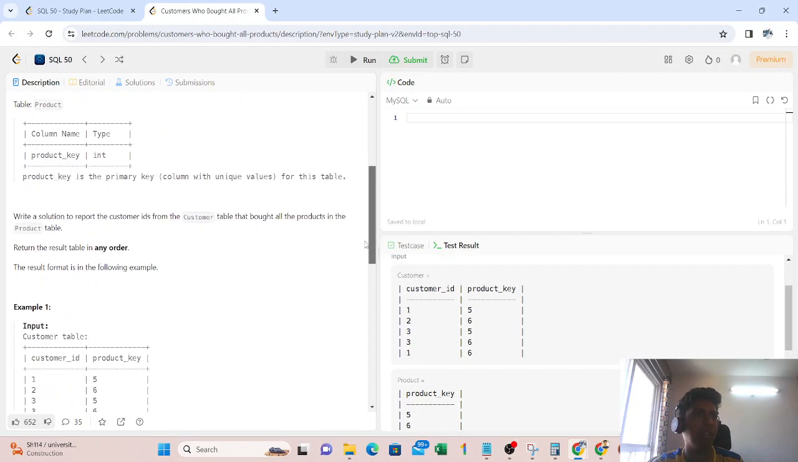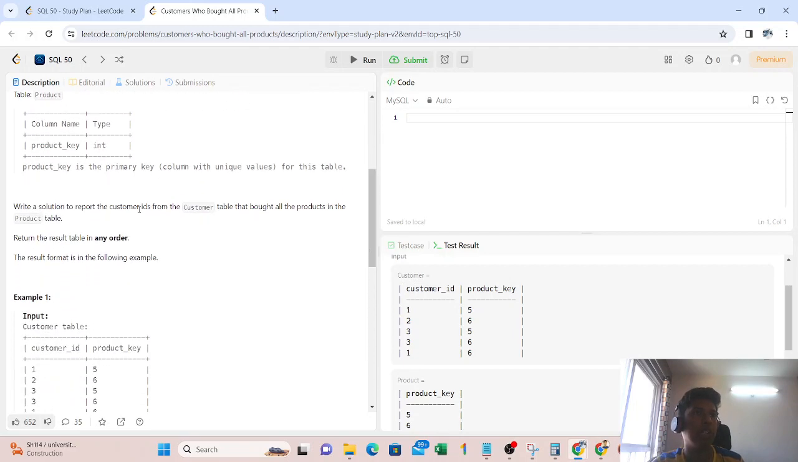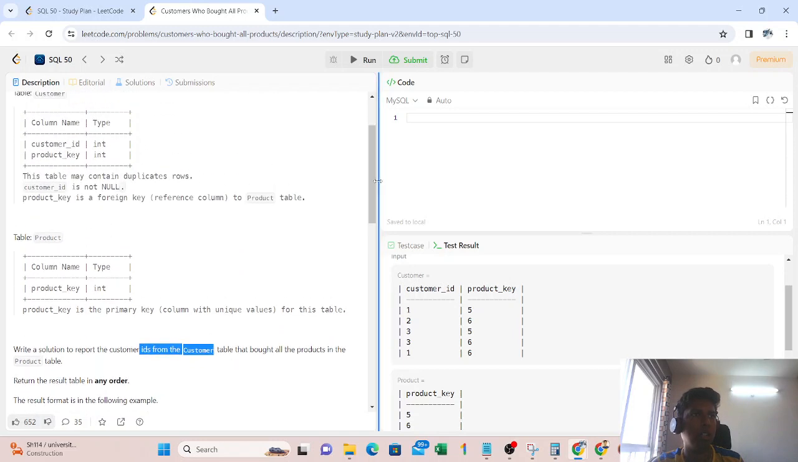Write a solution to report the customer IDs from the customer table that bought all the products in the product table. So basically, we have to give out all the customer IDs that have bought all the products. And how will we know if they have bought all the products or not? Their cart should contain all the products present in the product table, right?